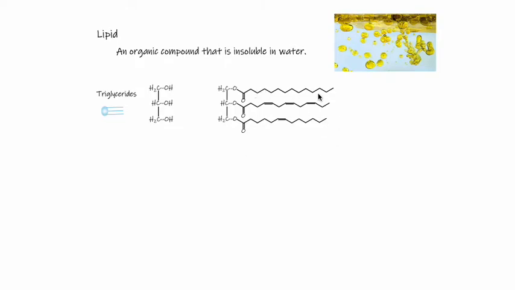When we're looking at these fatty acids that are attached, these can come in different varieties as well. This is an example of a saturated fatty acid. Here we have a monounsaturated fatty acid, and here we have a polyunsaturated fatty acid.